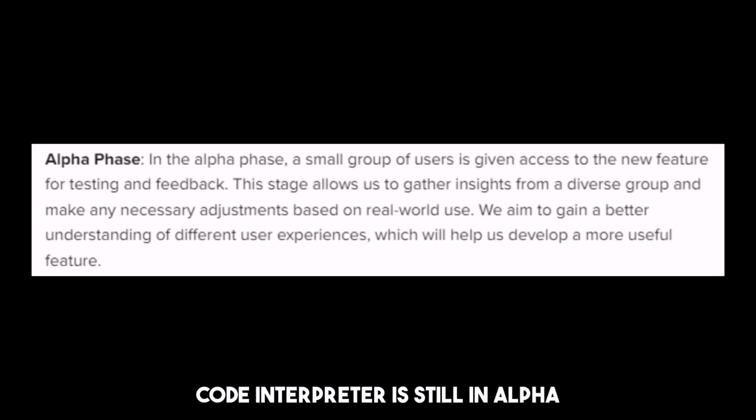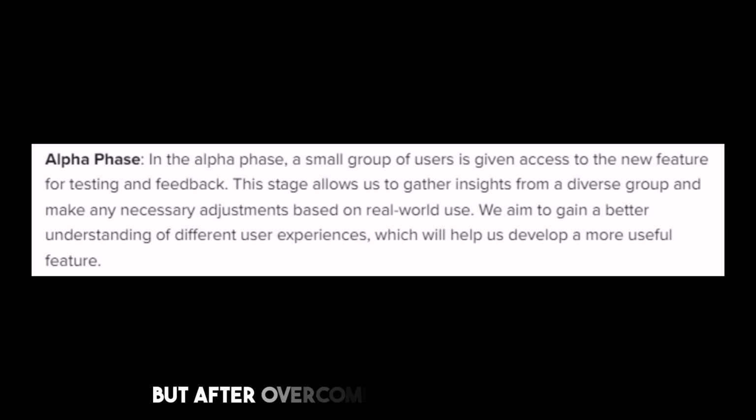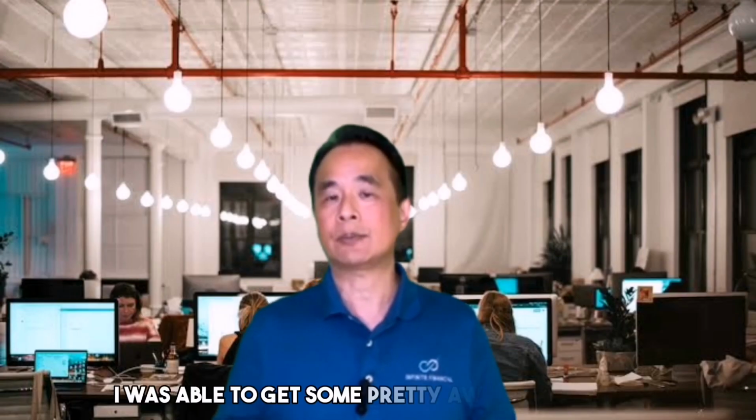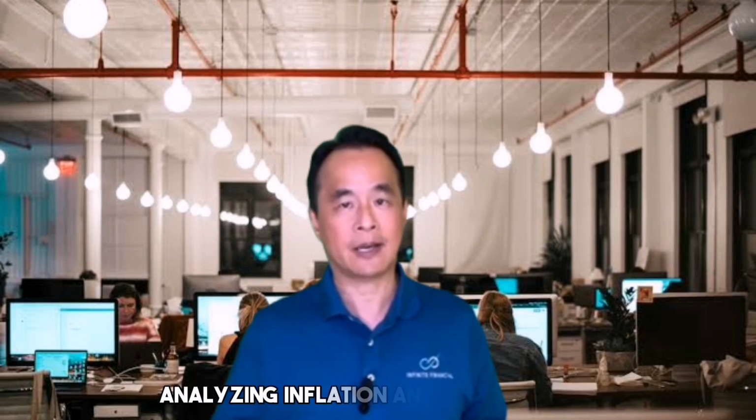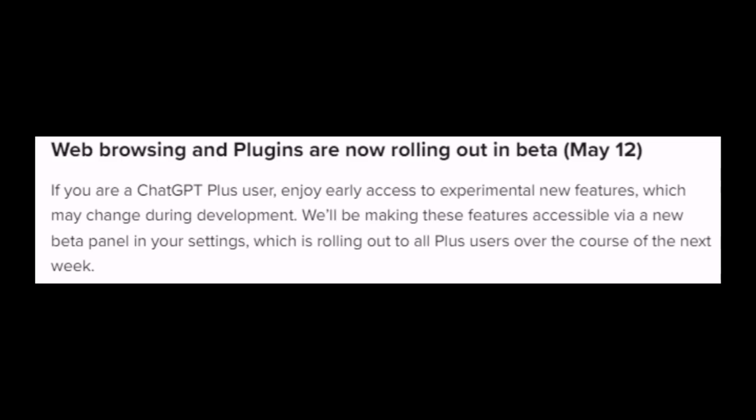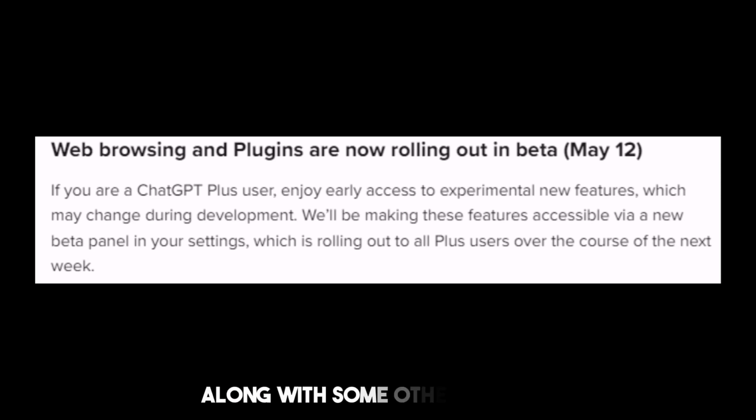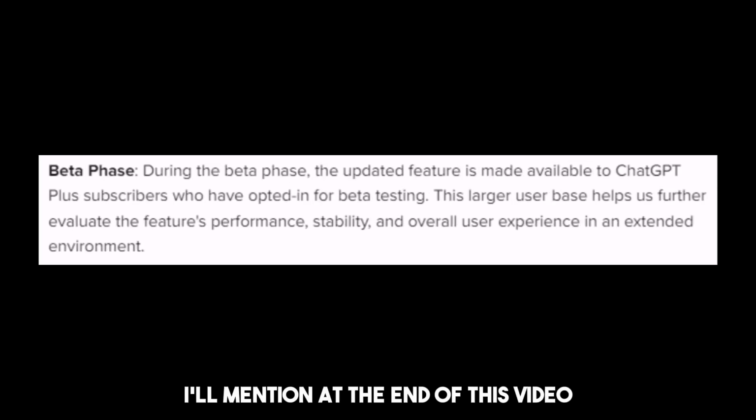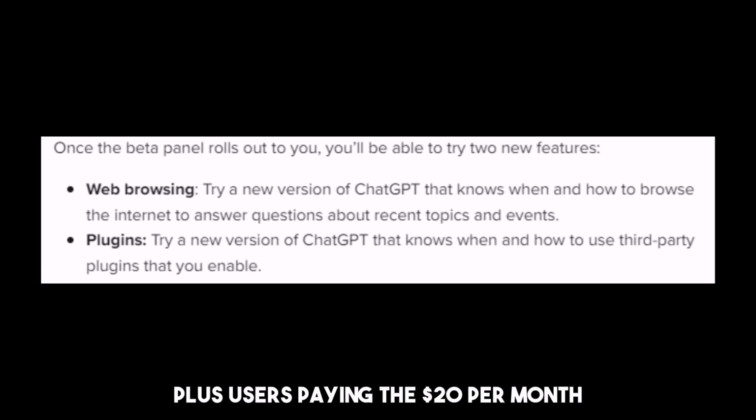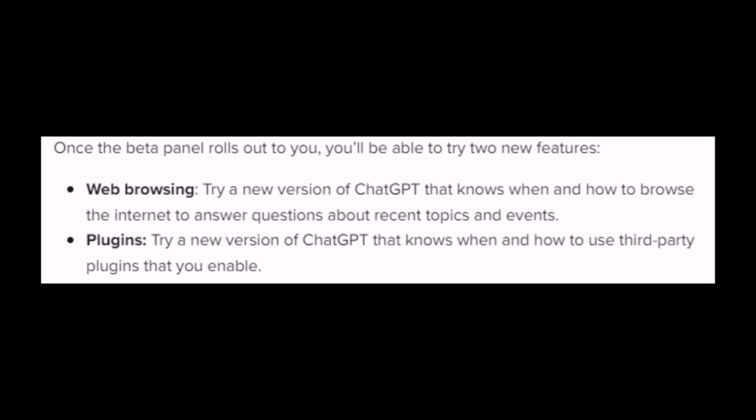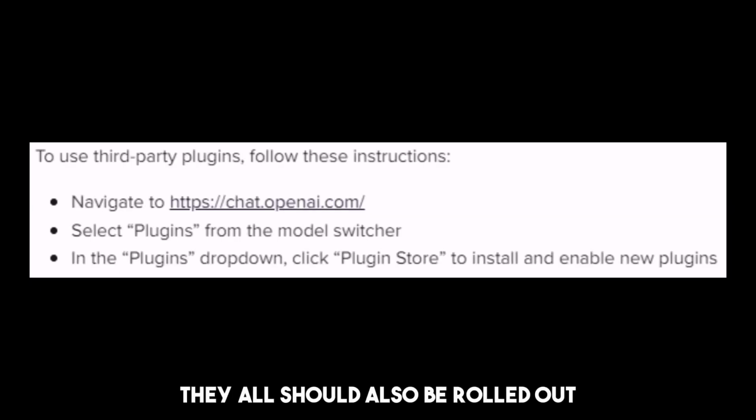Code Interpreter is still in alpha, meaning very early testing, so there are plenty of issues and errors. But after overcoming all those hurdles, I was able to get some pretty awesome results analyzing inflation and money supply. OpenAI should be rolling it out in beta to all Plus users in the next week, along with some other goodies I'll mention at the end of this video. Plus users paying the $20 per month are going to love it. They all should also be rolled out to free users within about a month.